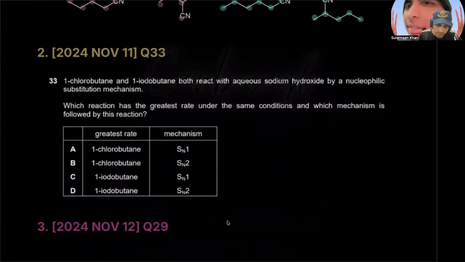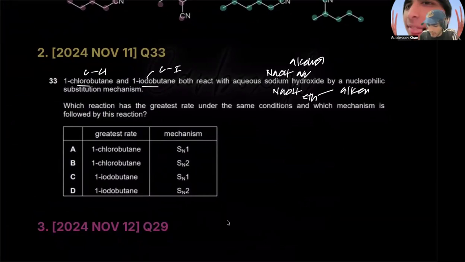Next question, 1-chlorobutane and 1-iodobutane. So one is effectively C bonded to a Cl, and in 1-iodobutane it's basically C bonded to an I, right? And it says both react with aqueous sodium hydroxide by a nucleophilic substitution mechanism. Obviously an alcohol forms. If you have sodium hydroxide aqueous, alcohol forms, and if you have sodium hydroxide ethanolic, then what forms? Alkene forms, right? It's an elimination reaction then. And we know why. We've studied all the mechanisms for it even.